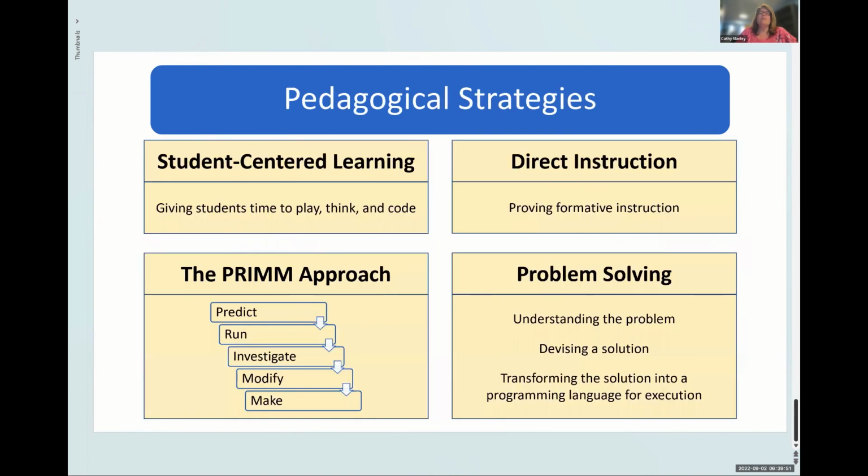We also employed a variety of pedagogical strategies by encouraging students to play, think, and code while providing direct instruction for key elements. Students also focused on understanding the problems, devising solutions, and using the PRIMM approach to investigate and make their programs. When you're working with students, it can be helpful to reinforce the vocabulary, especially in other classroom activities, to reinforce the skills they're learning. We encourage you to address additional computational thinking concepts and powerful ideas whenever the opportunity arises.